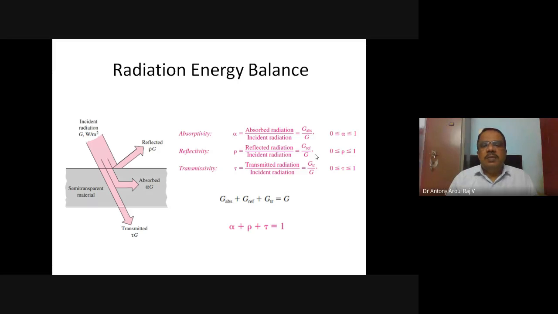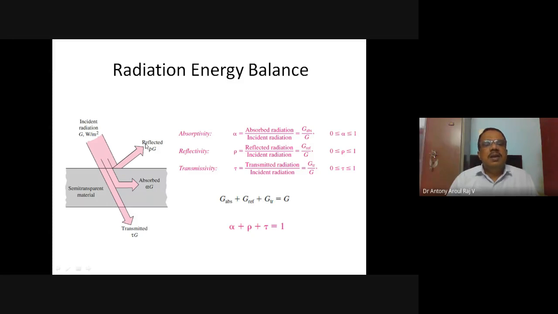So first of all, whenever radiation is falling on any surface, if you consider the surface to be transparent or semi-transparent, a portion of the radiation will be transmitted, because it is transparent. A portion of the radiation will be absorbed, and a portion will be reflected. For example, consider that the total radiation is equally divided. That means one third is transmitted, one third is absorbed, one third is reflected.